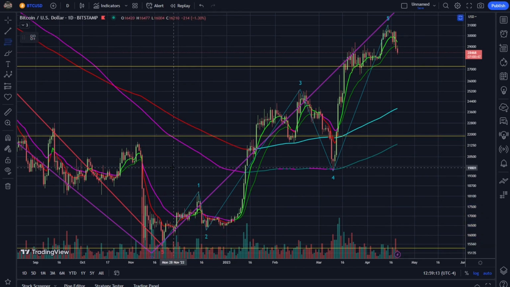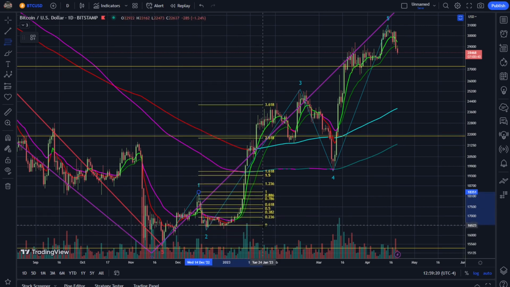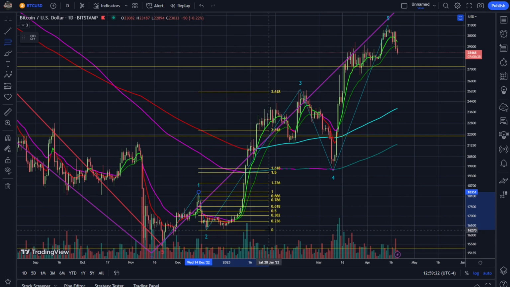So now we're going to take our fib tool and we're just going to project out our Fibonacci extension target. So we go from the top of the 1 to the bottom of the 2, and then we see as we get lower and lower, the target to the upside gets higher and higher.